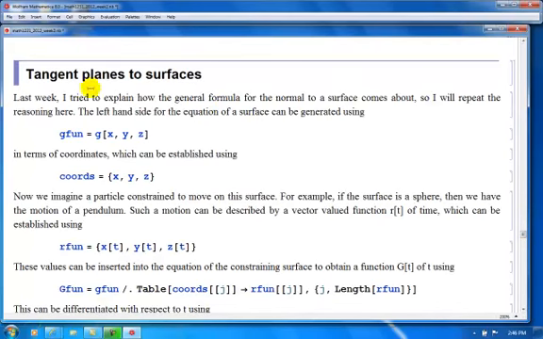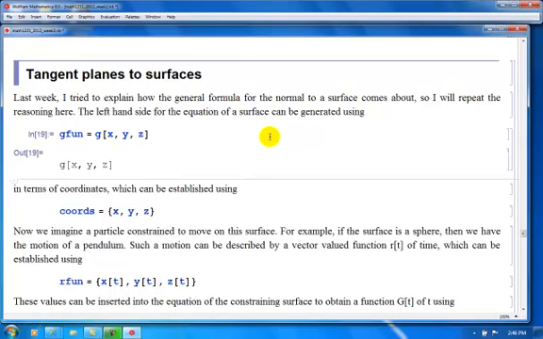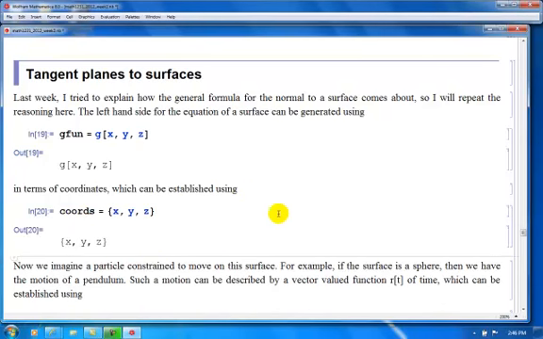The other thing I tried to do last week was explain how the general formula for the normal to a surface comes about. So I'll repeat the reasoning here. The left-hand side of the equation for a surface, or the generic equation, can be generated like that, so this is equal to 0, in terms of the coordinates, which are x, y, and z.